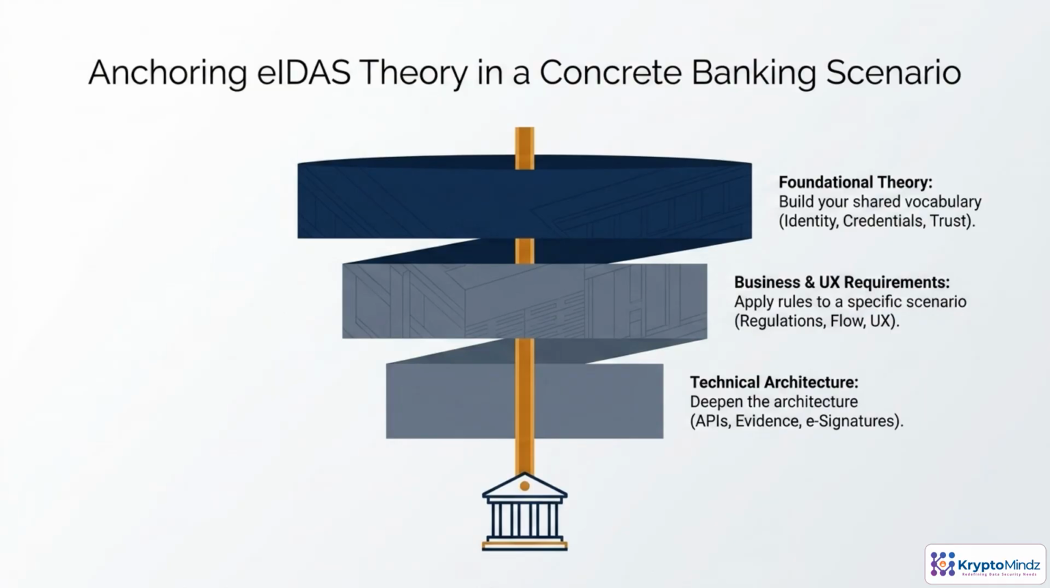Treat this course as one continuous banking story we keep coming back to. First, we build your language. What identity means, what a credential is, and how trust and eIDAS connect. Then we apply that language to a concrete banking use case, turning regulations and business goals into requirements and UX flows. Next, we transform those flows into architecture, proofing, qualified signatures, and evidence. Finally, we stitch everything into a single end-to-end solution you can clearly explain.